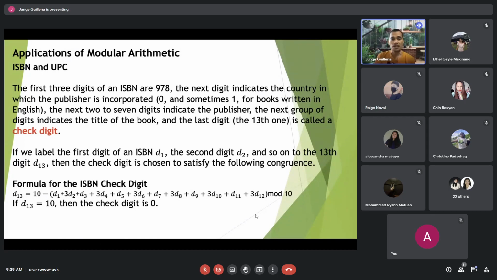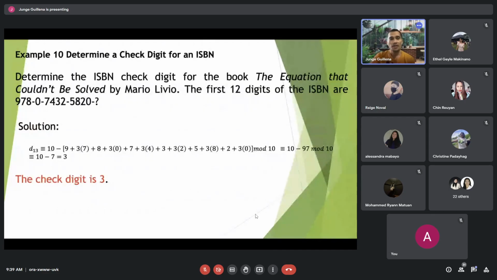So for example, determine the ISBN check digit for the book The Equation That Couldn't Be Solved by Mario Livio. The first 12 digits of the ISBN are given: 978-0-7432-5820-question mark. So what you need to do is find the 13th digit. Using the formula, d sub 13 is congruent to 10 minus. Why 10? Because the set of digits composes only of 10 numbers: 0, 1, 2, 3, 4, 5, 6, 7, 8, 9.